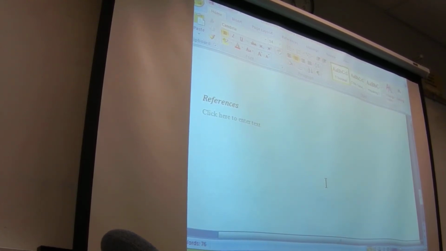Make sure you format your bacterial names correctly, so the first time you mention it, you write out the full name in italics, and then at each subsequent time, you just put the first letter and the second name.